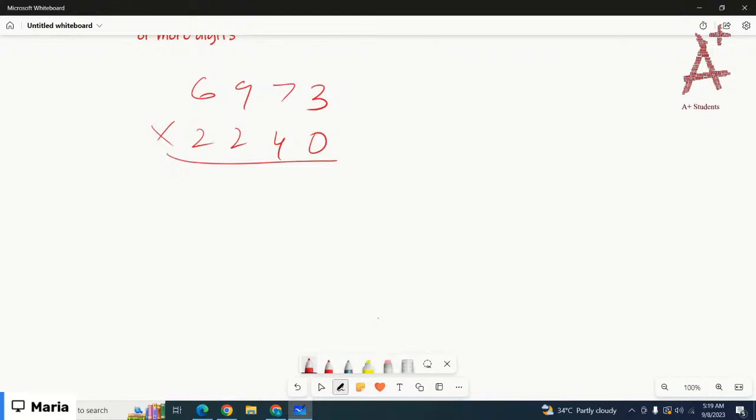So the ones digit is 0 and 0 multiplied by any number is 0, right? When you multiply 0 with any numbers, the answer is 0. So 0 times 3 is 0. 0 times 7 is 0. 0 times 9 is 0. 0 times 6 is 0. See, it doesn't matter what the number is, the answer is 0.